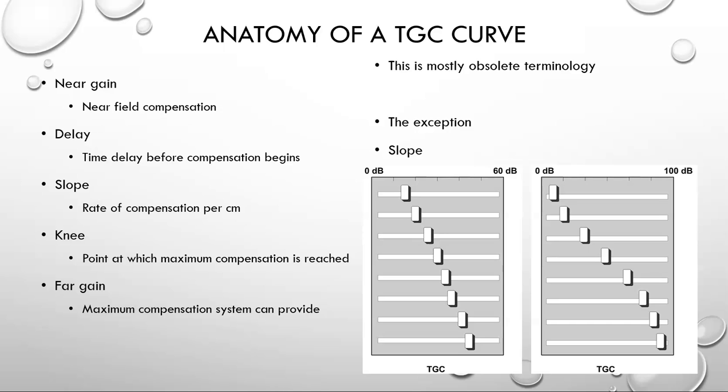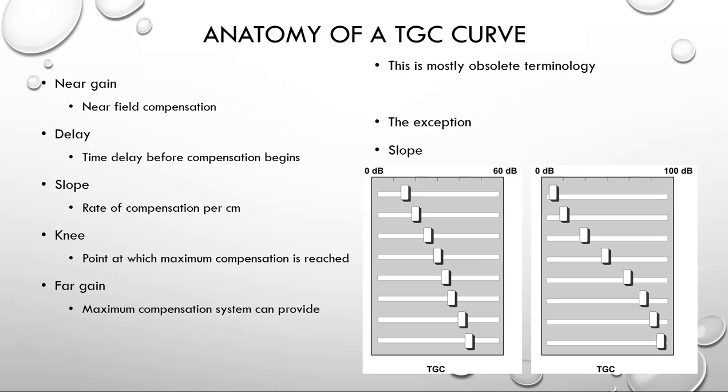Let's talk about the TGC gains on our machines very quickly here, because this shows up on the SPI exam now quite a bit. There's something called the slope, and it's important. The other parts of the TGC curve are called near gain, delay, slope, the knee, and the far gain. This is almost all obsolete technology.